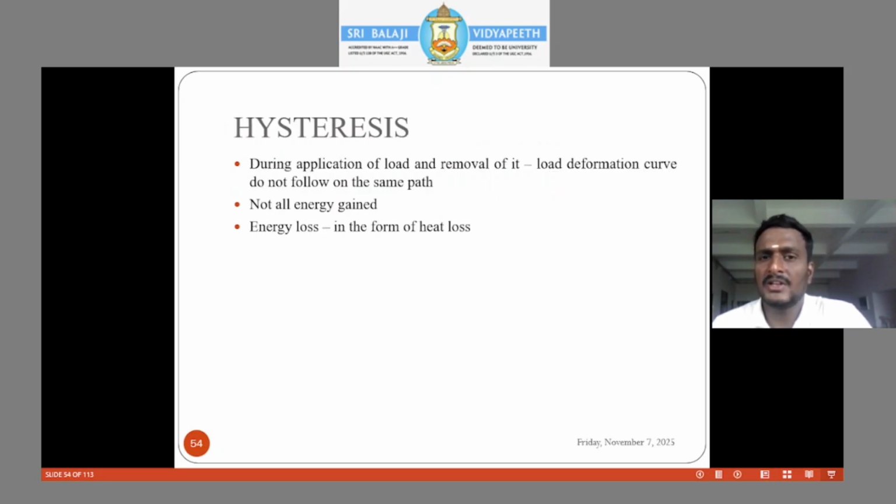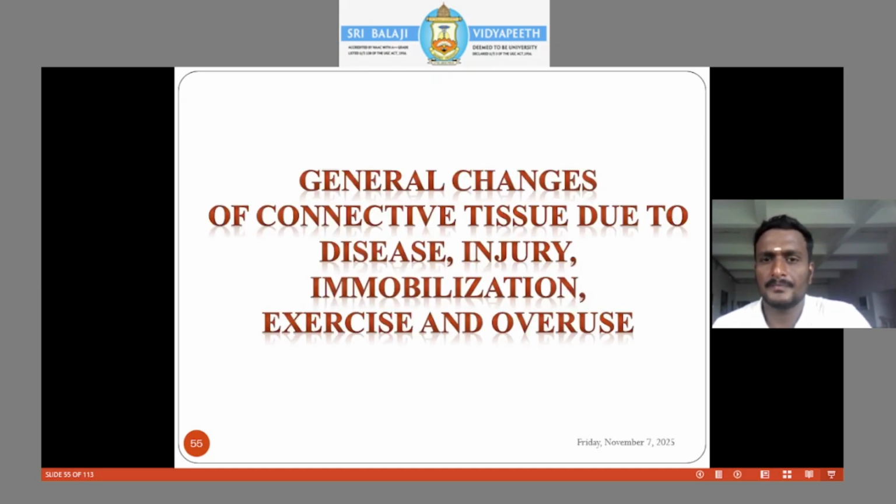Hysteresis. During the application of load, whatever load we apply is supposed to come back. Then the load deformation curve does not follow the same path. So what happens? Not all energy is regained, most of the energy is lost. In that case, there is a hysteresis loss, which is nothing but a form of heat loss.